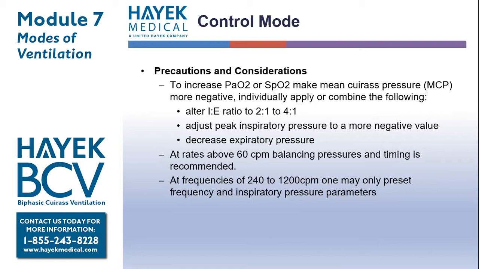So in order to decrease mean cuirass pressure, you want to alter the IE ratio to a more negative balance. Because we have an active expiratory phase, utilizing these values, what would traditionally be considered inverse values, will not harm the patient because we have active exhalation helping the patient to clear that prolonged inspiratory time, breathing out with the positive phase. To decrease mean cuirass pressure, you can also adjust peak inspiratory pressure to a more negative value or decrease the expiratory pressure. At rates above 60, balancing pressure and timing is recommended, as stated previously. At frequencies of 240 to 1200 cycles per minute, one may only preset frequency and inspiratory pressure. Timing is not adjustable.